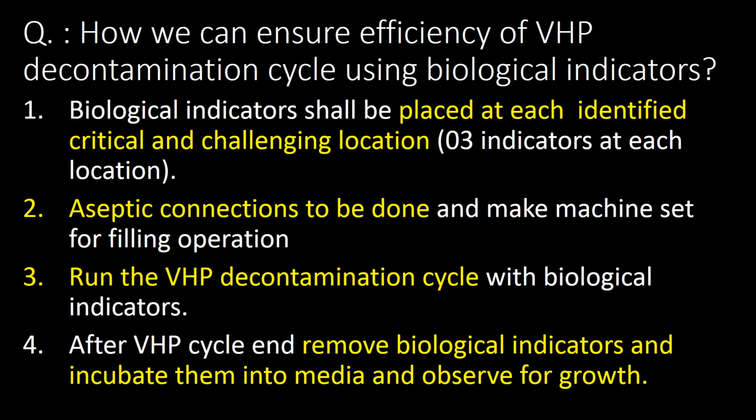How we can ensure efficiency of VHP decontamination cycle using biological indicators? For this purpose, following 4 steps can be used. Step 1. Biological indicators shall be placed at each identified critical and challenging location. Step 2. Aseptic connections to be done and make machine set for filling operation. Step 3. Run the VHP decontamination cycle with biological indicators. Step 4. After VHP cycle end, remove biological indicators and incubate them into media and observe for growth.